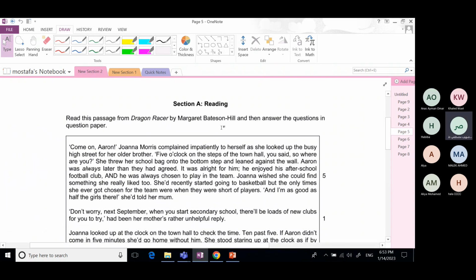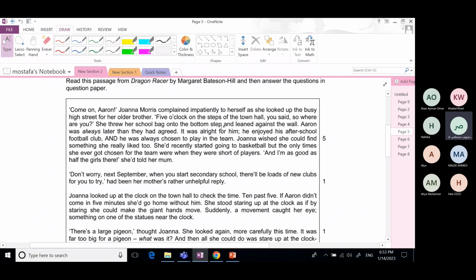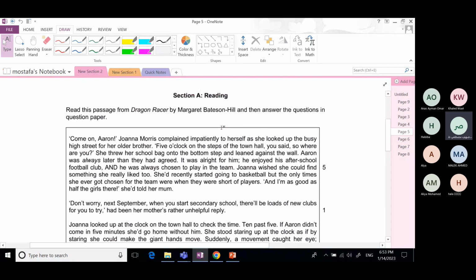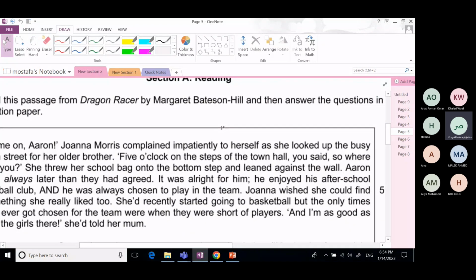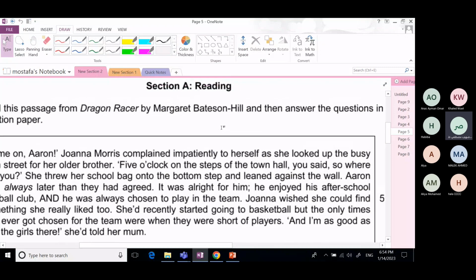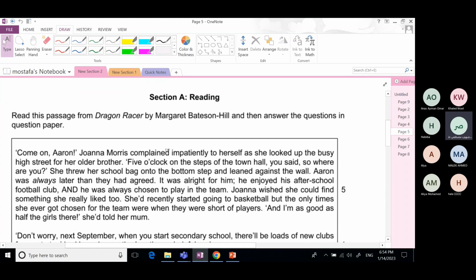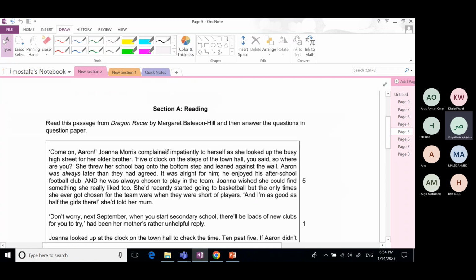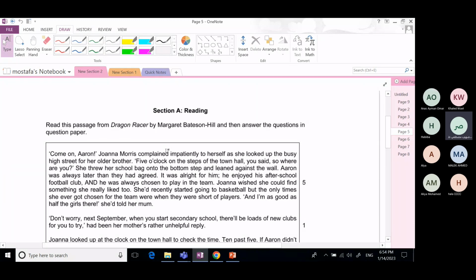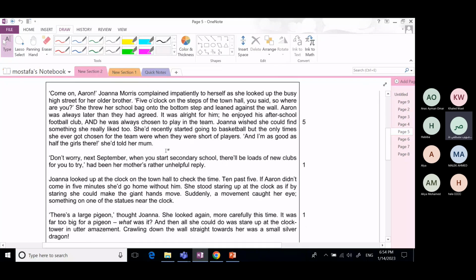Okay, let's read together one by one. Start, Anas. This text, as you see here, says this passage is taken from The Dragon Razor by Margaret Bateson Hill, and then answer the questions on the question paper. Read it, Anas.